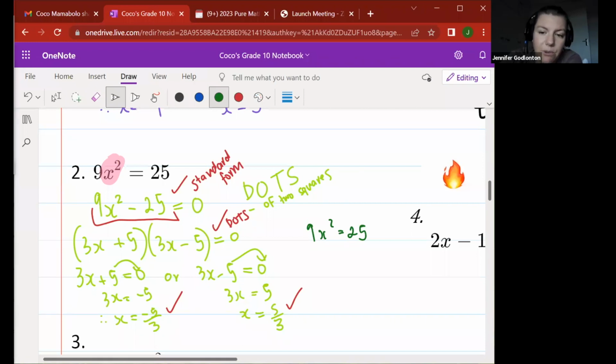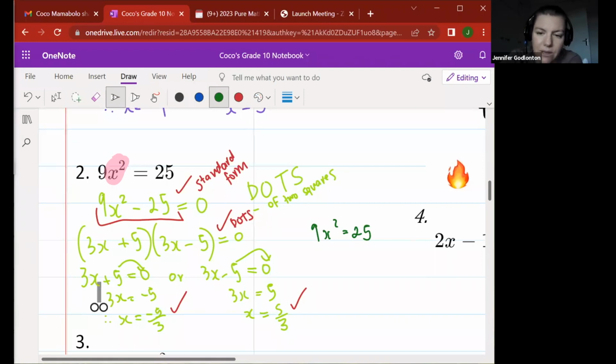So the first thing we would do is we'd want to isolate the x squared. So we would say x squared is equal to 25/9. Now, in order to get that x to be alone, we would square root both sides. But when we square root, we can get a positive answer or we could get a negative answer.